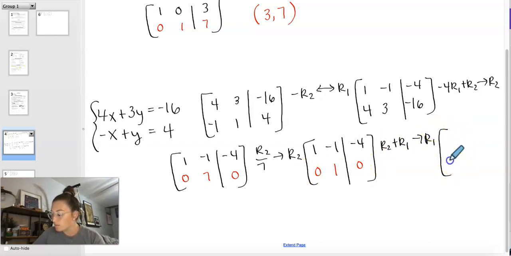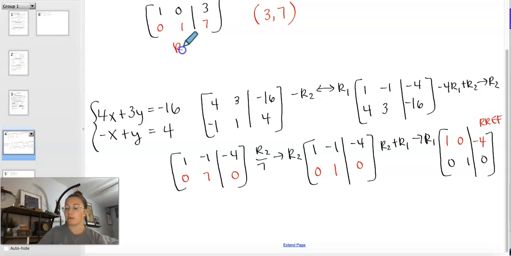So row 2 is solved for, so we don't want to mess with row 2. We're going to replace row 1, so I'm just adding these together. 0 plus 1 is 1. 1 plus negative 1 is 0. 0 plus negative 4 is negative 4. And now this is in row reduced echelon form. I forgot to write that up here. Row reduced echelon form.